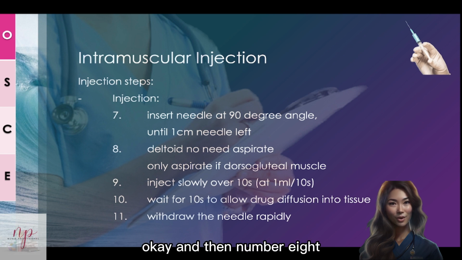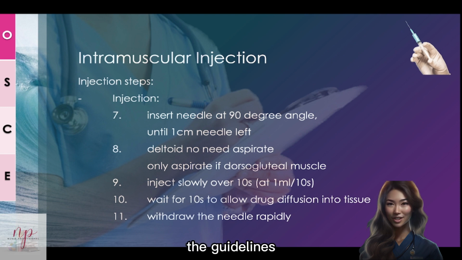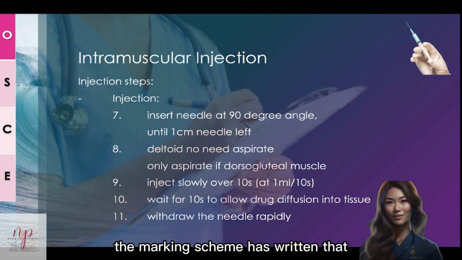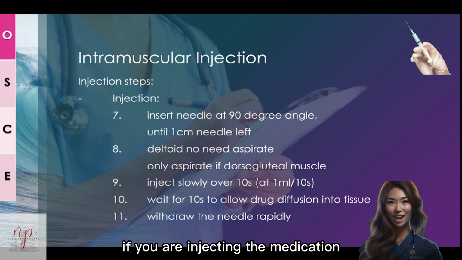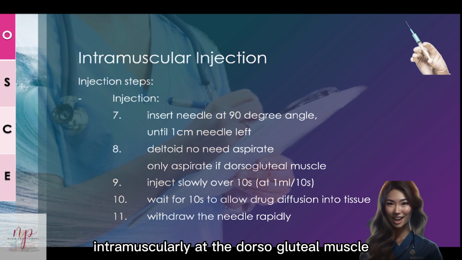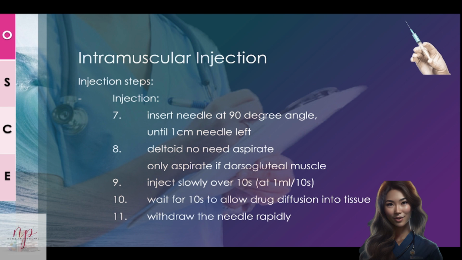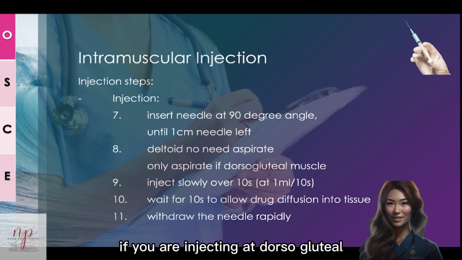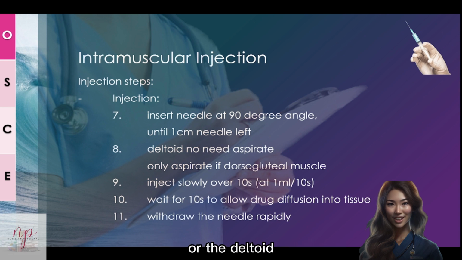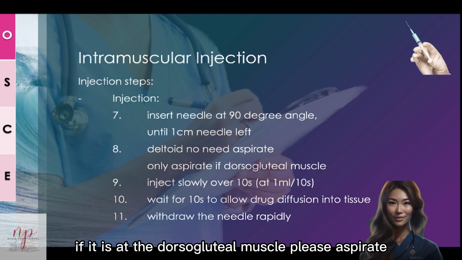Okay, and then number 8, for deltoid, the marking scheme has written that there is no need to aspirate. So you only need to aspirate if you are injecting the medication intramuscularly at the dorsogluteal muscle. So it really depends on the site of injection. You need to see if you are injecting at dorsogluteal or the deltoid. If it's deltoid muscle, no need to aspirate. If it is at the dorsogluteal muscle, please aspirate.